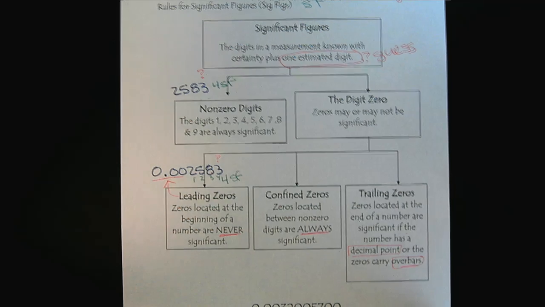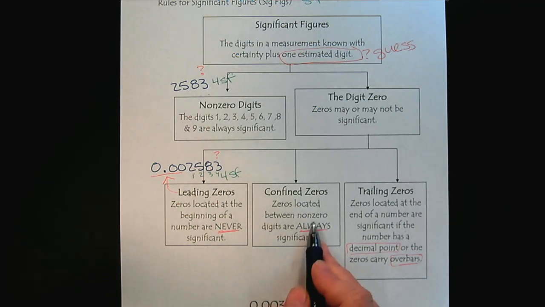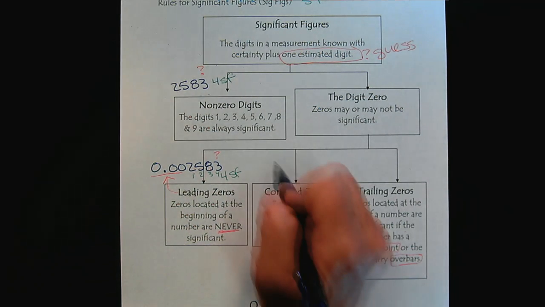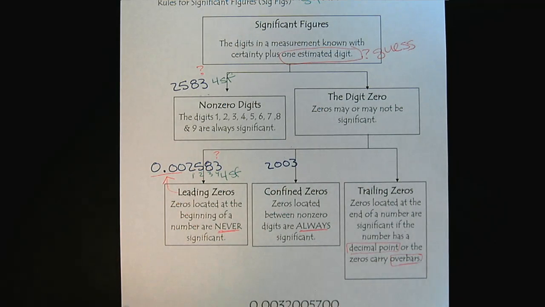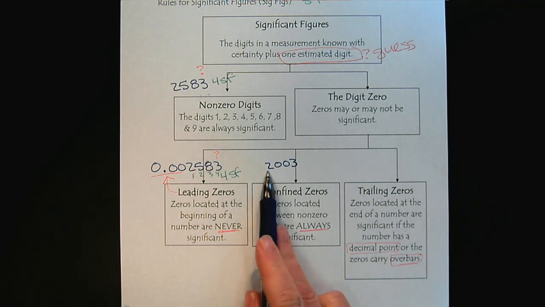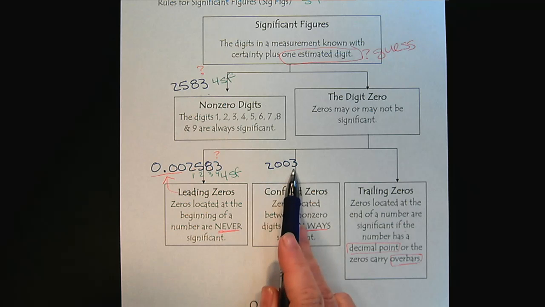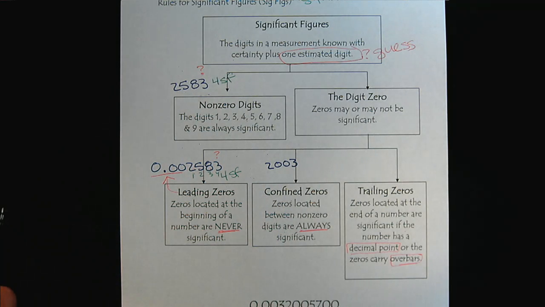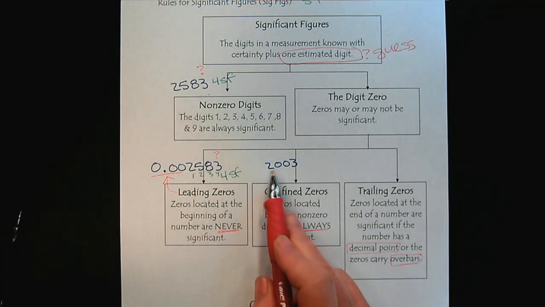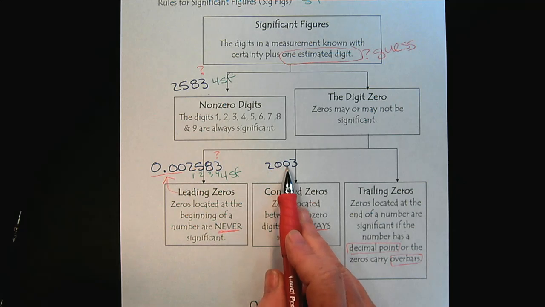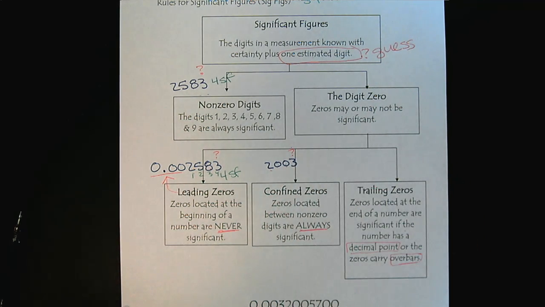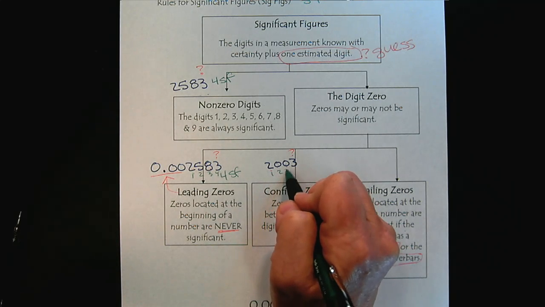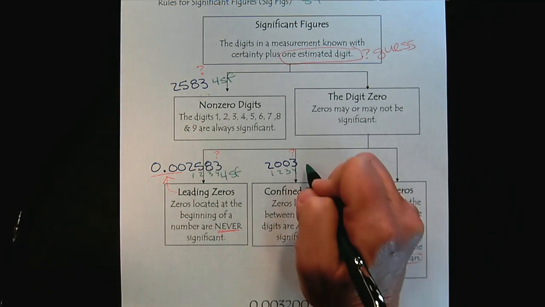Confined zeros: zeros located between non-zero digits. Let's say we had 2003 as our number. These zeros are confined between the non-zero numbers of 2 and 3. So this tells us we know the 2 and the 0 with certainty, and we guessed on the 3. So once again, we're looking at a number with 1, 2, 3, 4 sig figs.